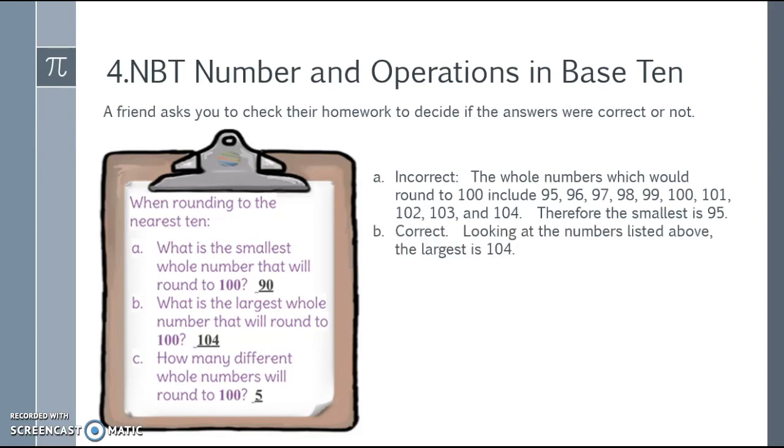Part B is correct. Looking at the numbers listed above, the largest is 104. Letter C is incorrect. Looking at the list above, we see there are 10 possibilities, not just 5.